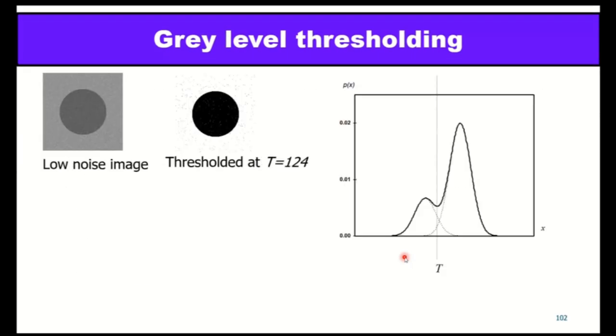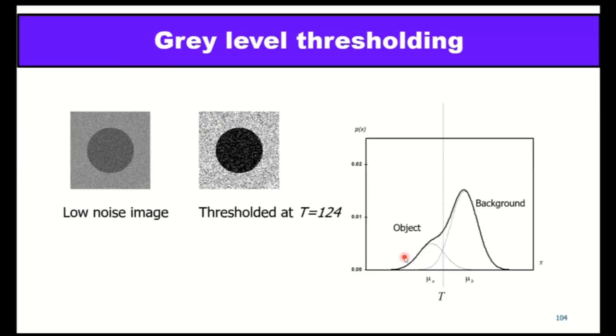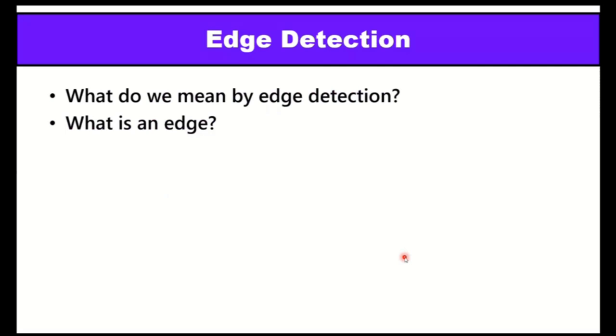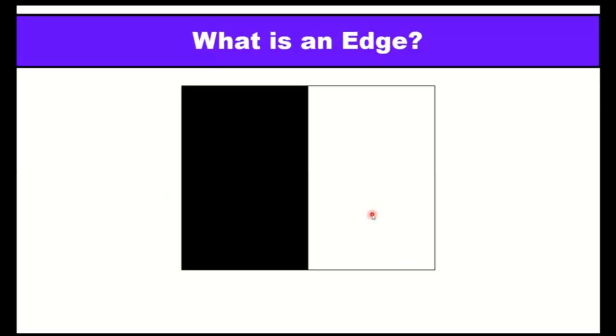So just go through all these details. I will go ahead with gray level thresholding. Next is edge detection based segmentation. In this case we find out different edges. First of all, what is an edge?